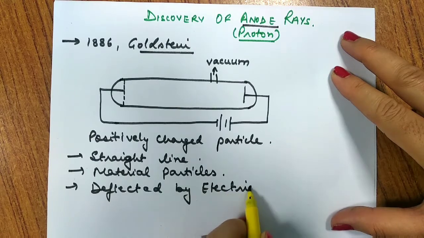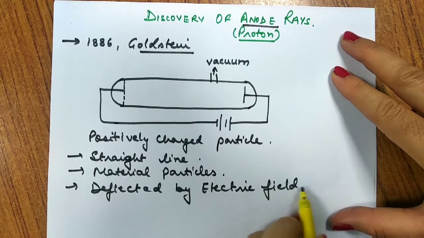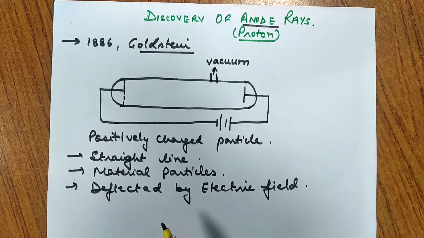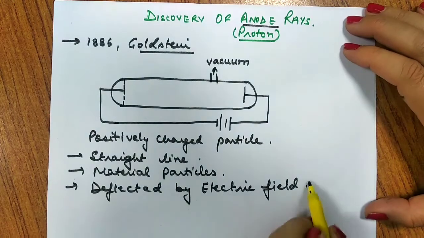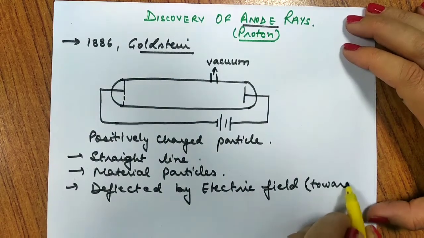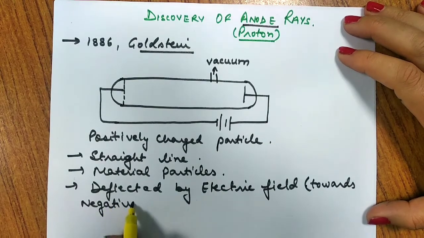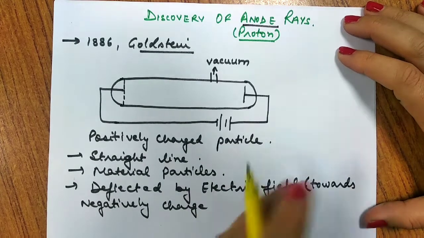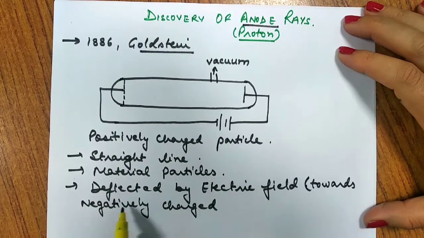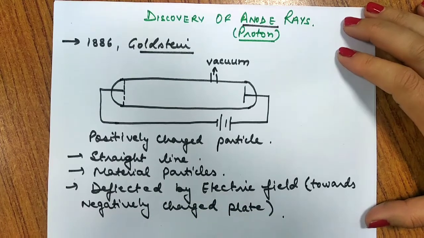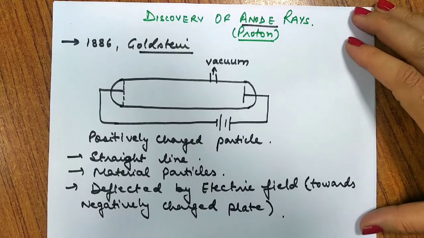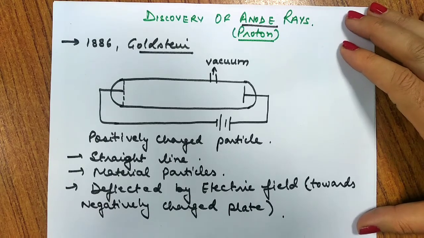Electric field, in what direction? Towards the negatively charged plate, which shows that they are positively charged particles. So as soon as you apply the electric current, the anode rays start moving or are deflected towards the negatively charged plate, and we call them positively charged anode ray particles.